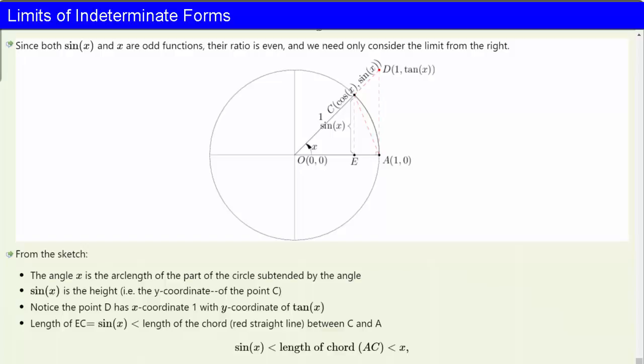If we're going to compare an angle x with the value of sine of x, we need a picture of the circle of radius 1 with x and sine x identified with objects on this circle. Since both sine x and x are odd functions, their ratio is even, and we need only consider the limit from the right.